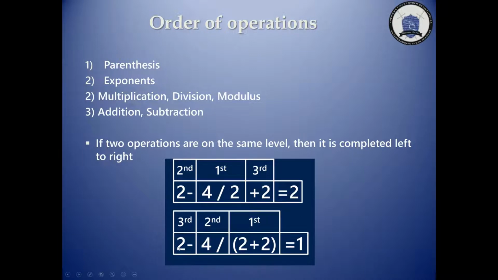If we do this example down here, first it's going to look for parentheses. Oh, here's parentheses. So it's going to do this problem first, 2 plus 2. Next, it's going to do a division. So it'll take 4 divided by 4 and get 1. Last, it'll do the subtraction, 2 minus 1, and then it will get the result of 1.